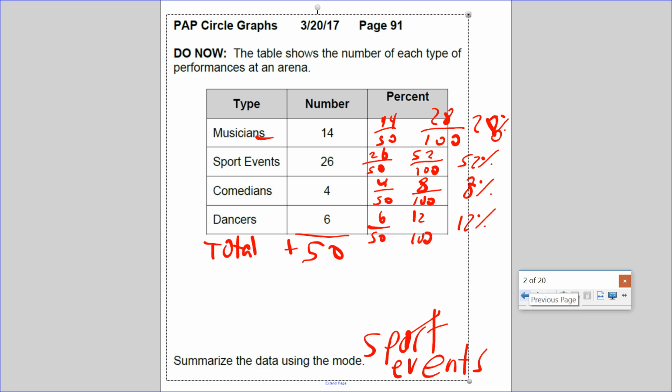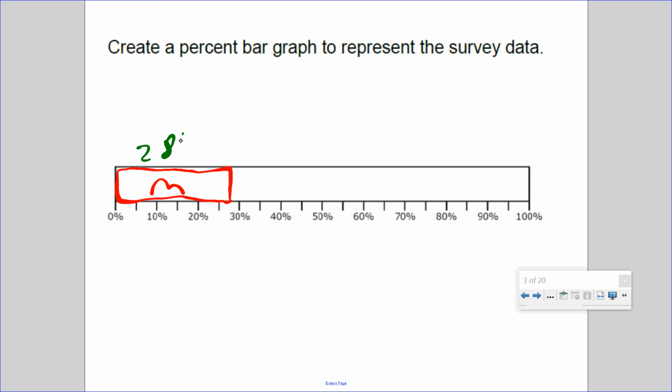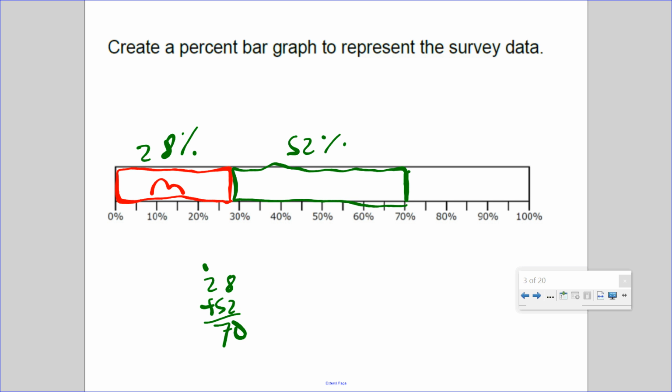So 52% were sports events. So this represents 28%, 52% more. Where would this stop at if it's 52% more? Let's see, 28 plus 52% more. So 52% more is this, which is a little more than half, and that's sports events.